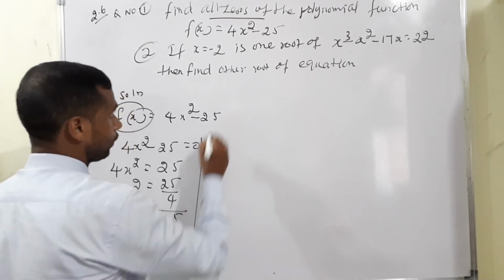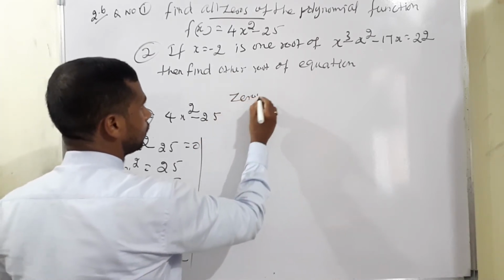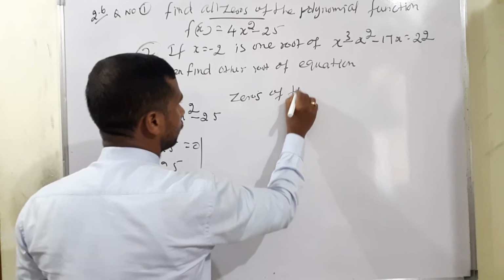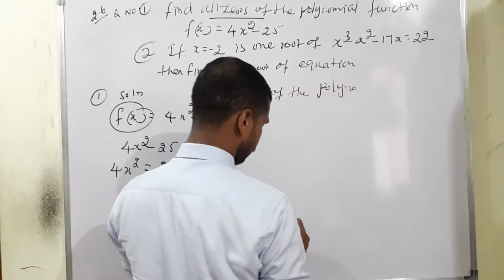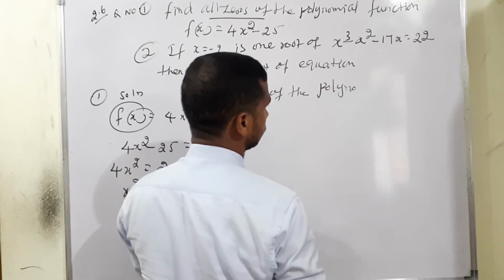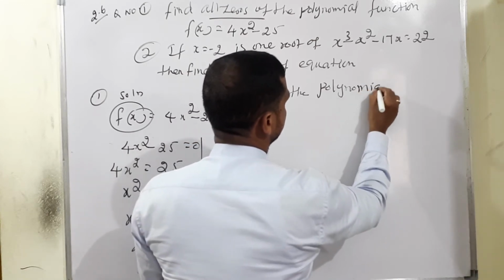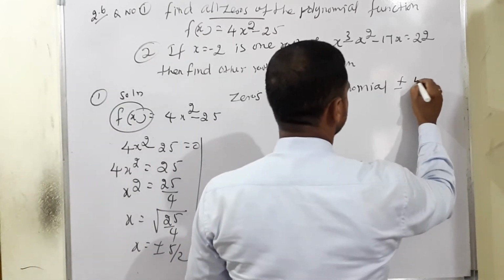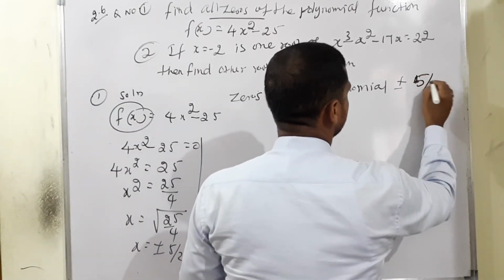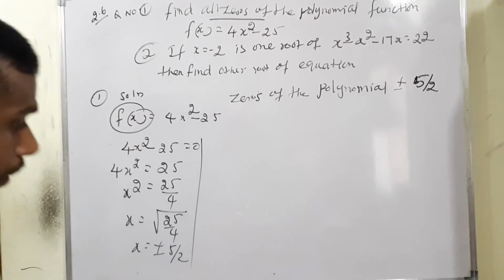Now, zeros of the polynomial: the answer we have is plus or minus 5 by 2. Moving to the second one.